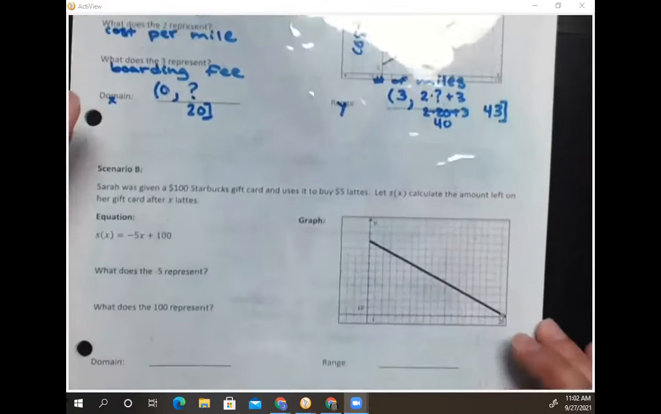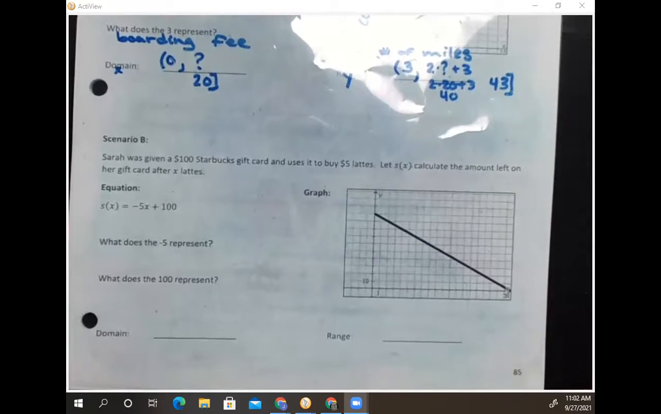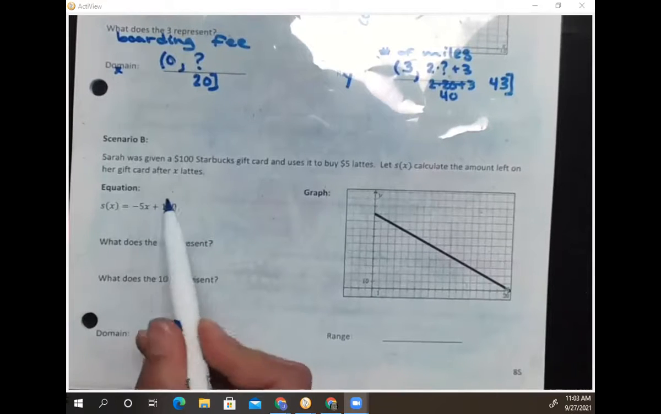Okay, let's take a look at B. Got another linear situation here. It says Sarah was given a $100 Starbucks gift card and uses it to buy $5 lattes. Let f of x calculate the amount left on her gift card after x lattes. And again, they've given me this function here.